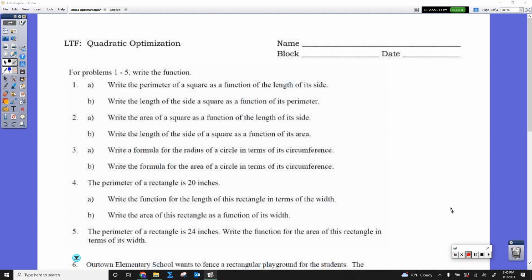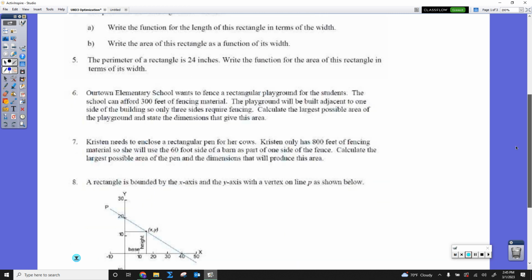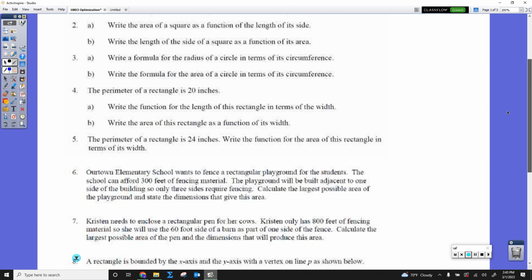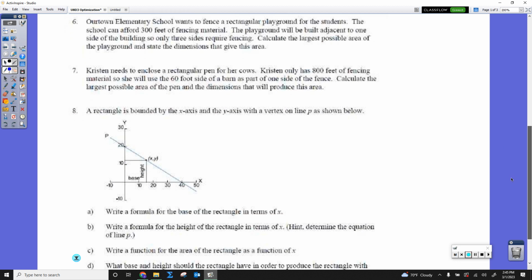All right, so I'll make a quick video on optimization. On your own piece of paper, on a clean piece of paper, just title that LTF quadratic optimization. And you can find this handout on Canvas. So let me scroll down here. You can skip 1 through 5. I want you to actually go to number 6. Okay, we're going to start there.